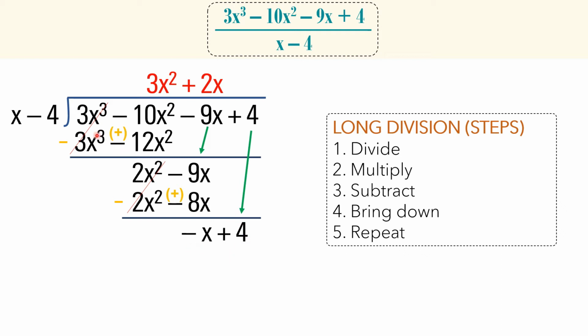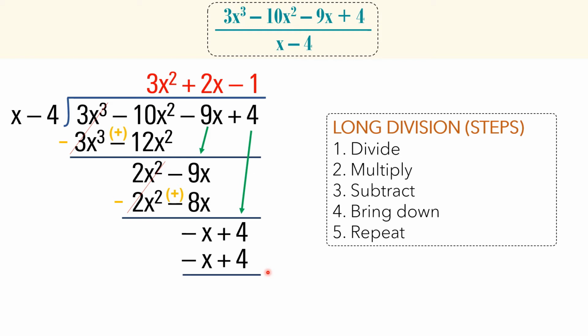Negative x divided by positive x, you will have negative 1, because x divided by x is 1, and there is one negative number, therefore your answer will also be negative. Then multiply. Multiply -1 or this quotient to the binomial given or the divisor. So -1 times x will have negative x here. And then -1 times -4, both of them are negative. Therefore, the answer will be +4.